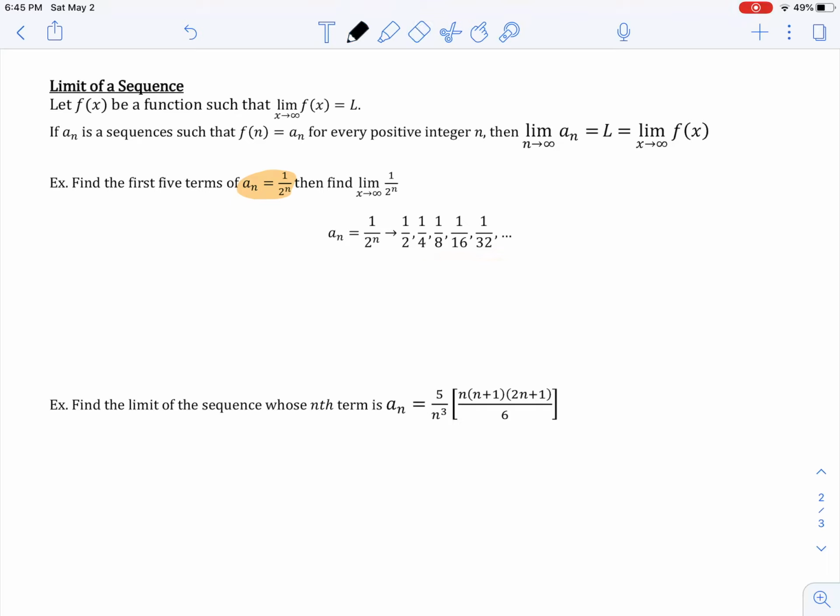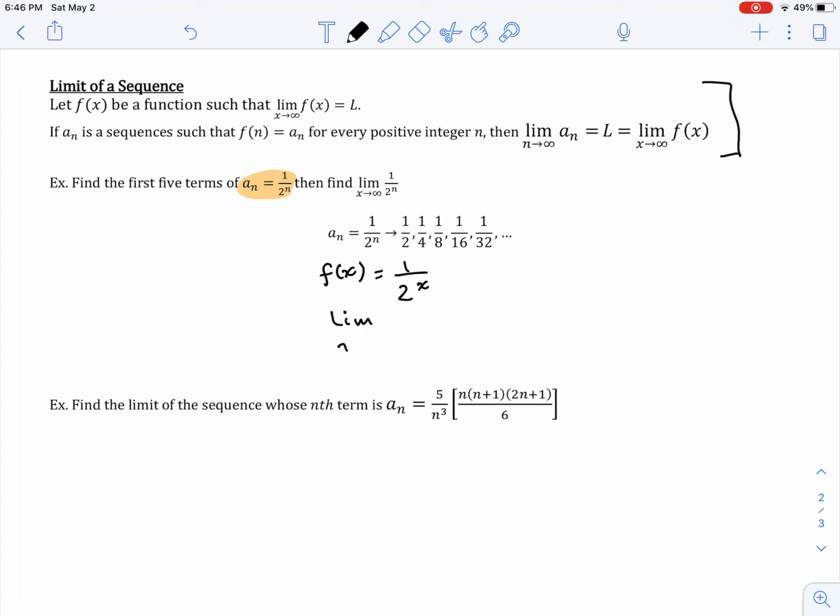So let's take a look at the sequence here. Can we think of that sequence as a function? In other words, can we write this as f of x equals, instead of 1 over 2 to the n, 1 over 2 to the x? And you're not going to need to do this every single time. I'm just doing this right now so that you can understand what I'm trying to say up here.